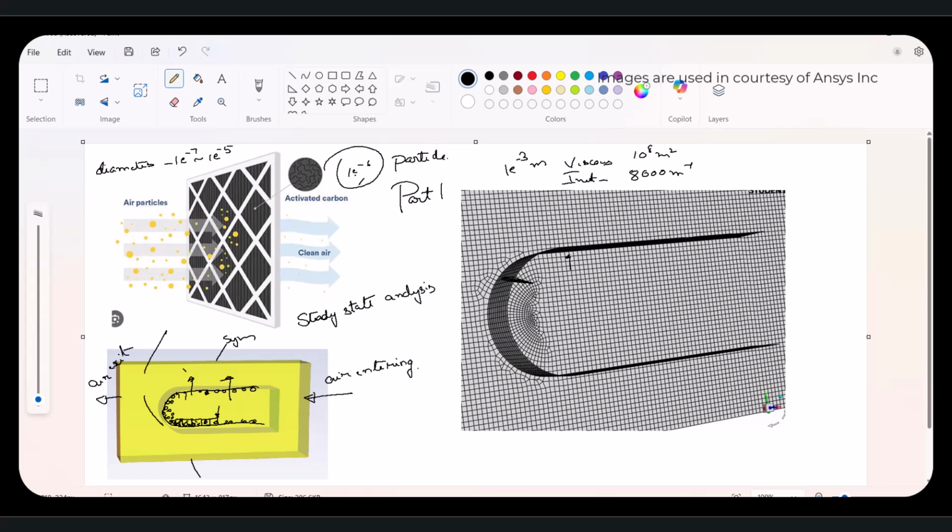So the air that is striking here will have this pressure drop due to this porous jump condition. And the particles which are more than 1e-6 diameter will be trapped here. We'll check how we can do this in the simulation with the help of a UDF.